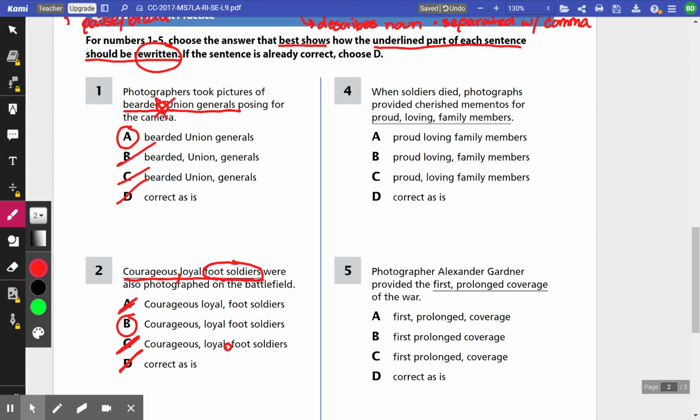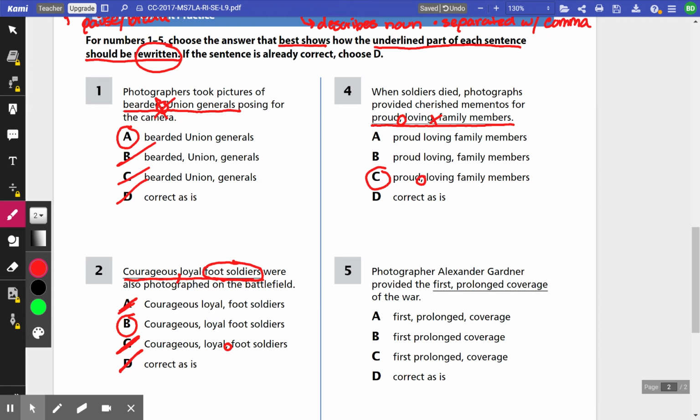When soldiers died, photographs provided cherished mementos for proud, loving family members. So, proud, loving family members, this is the section of the sentence that we need to double check to see if we need to correct. So, if you said answer choice C, you've got it. Answer choice C is our correct answer. We've got our comma in between proud and loving, and we took out the comma after, or in between, loving and family members.